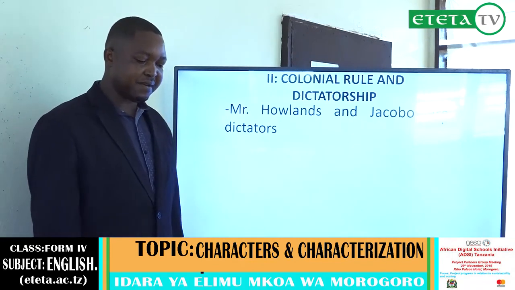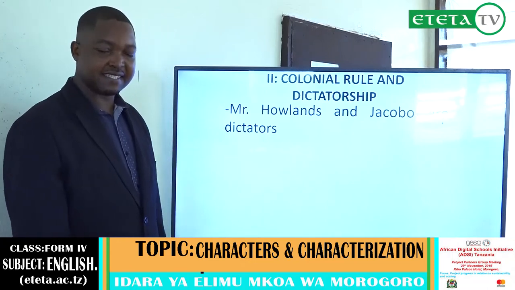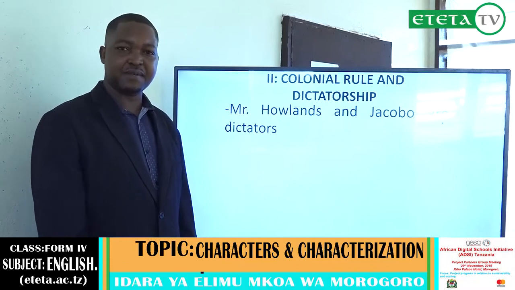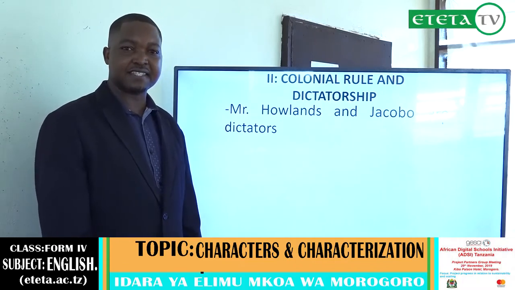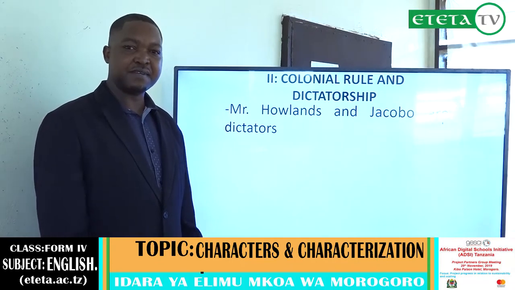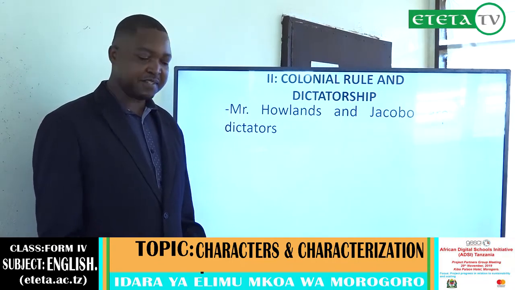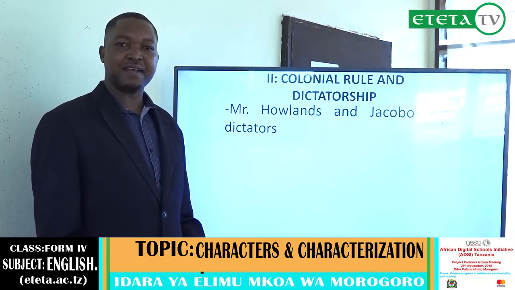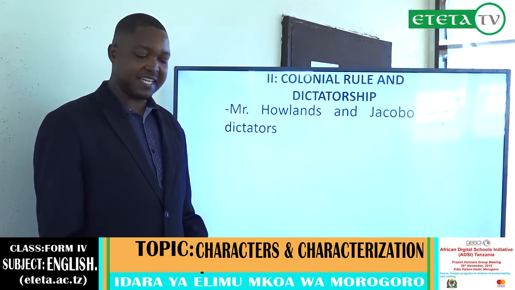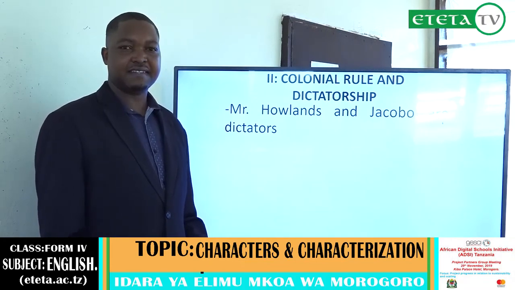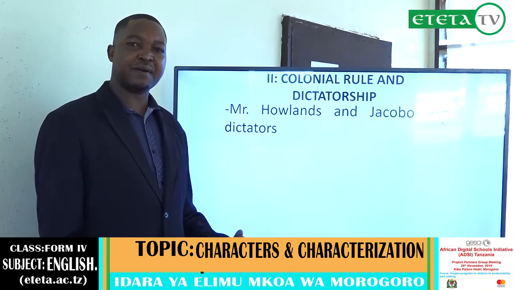So Mr. Horan and Jacobo are dictators. You know how Horan dictated the Africans. You know how Jacob dictated the Africans. They had no right in front of him. In front of Horan, you just waited for him, whether right or not. Jacob the same. So these were dictators. They forced people to work without their will.